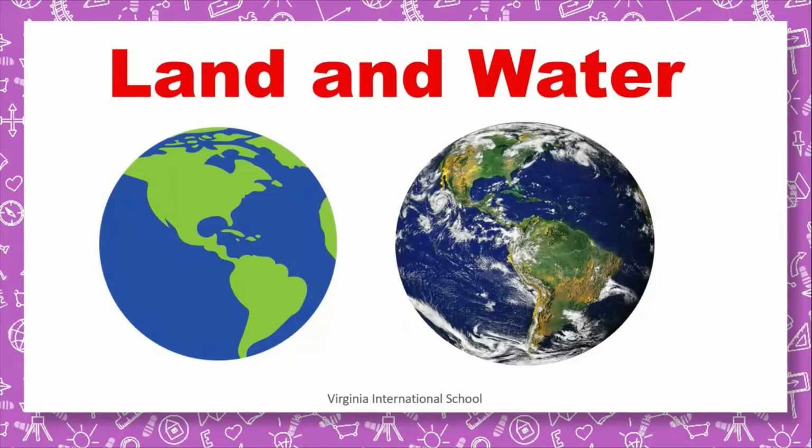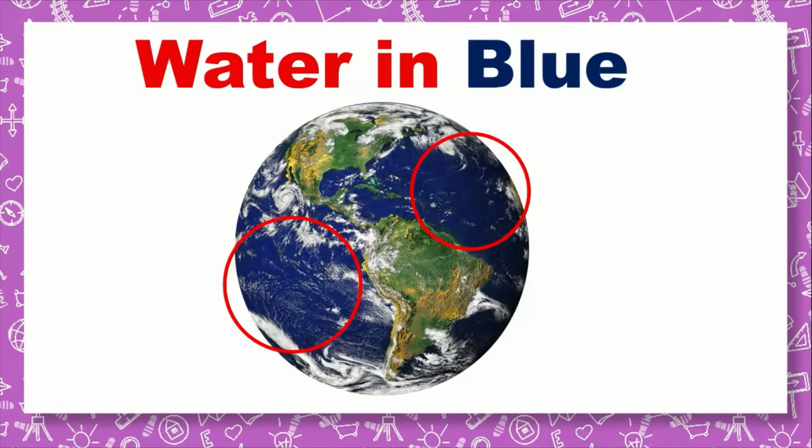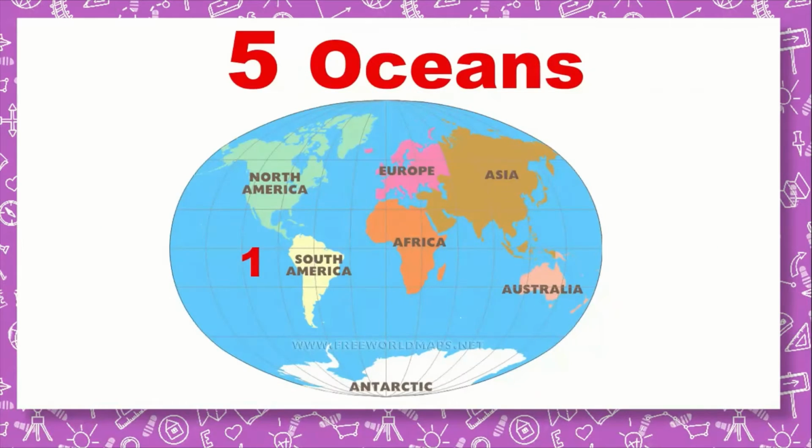Next lesson is land and water. Now we talked about the land, which are called continents, and they are in the green color. What about the water, which is in the blue color? They're called oceans. Oceans, and there are 5 oceans. Let's count them together. 1, 2, 3, 4, and 5.